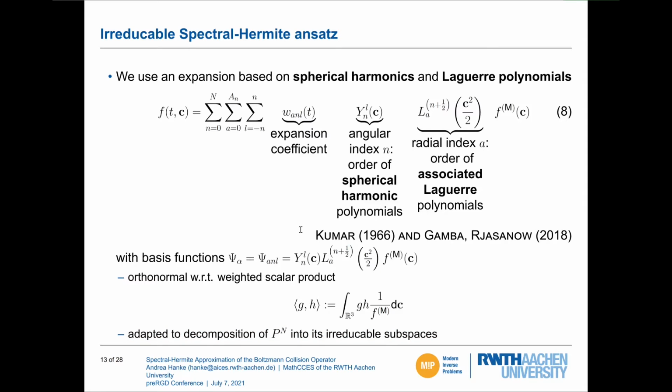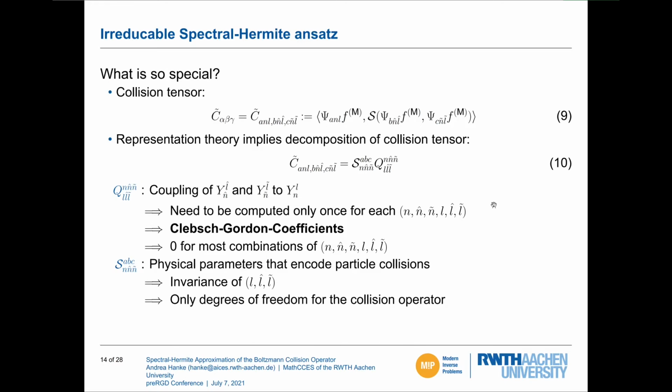We are not the first to work with this very particular basis set. Kumar developed an analytical solution to the bilinear collision operator in 1966, and Gamba and Ryazanov also developed first numerical results exactly for this very particular basis set. Let us discuss what is so special about this very particular ansatz.